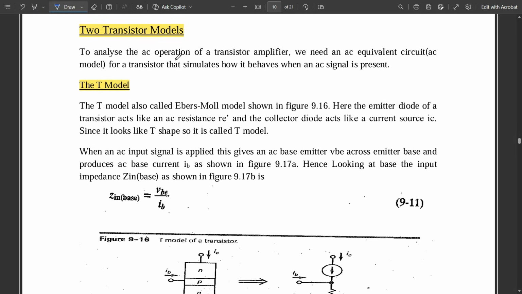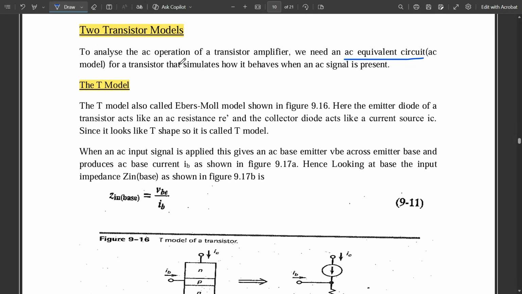To analyze the AC operation of a transistor amplifier, we need an AC equivalent circuit, which we can also call an AC model. Why is it used to analyze the AC operation? Because till now, whatever circuits we have discussed are all DC operated circuits. So in order to know how it would work for the AC component, this AC equivalent circuit or AC model is introduced.